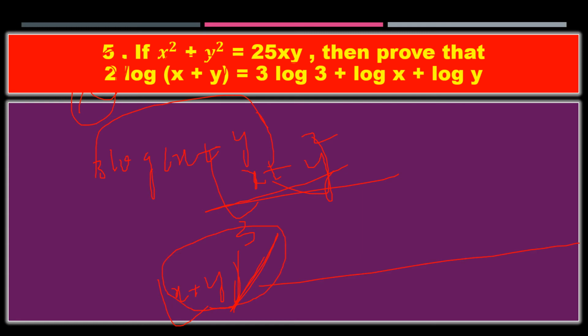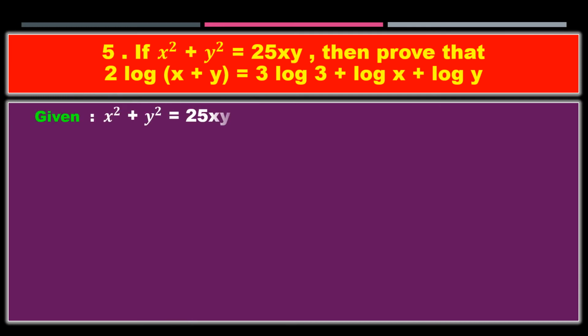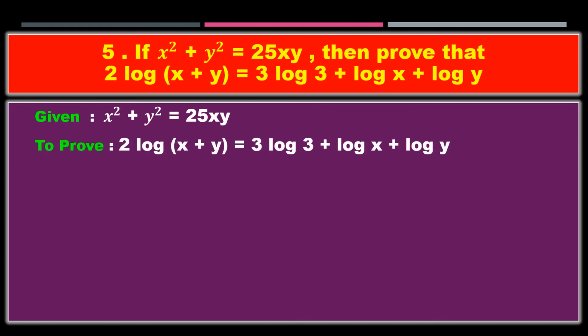Okay, so here it is x plus y, so x plus y whole square. Plus means you should add 2xy on both sides. That's it, simple. So the given data is x square plus y square equal to 25xy, and he asks you to prove this one. So I'll take the given data, whatever is there.